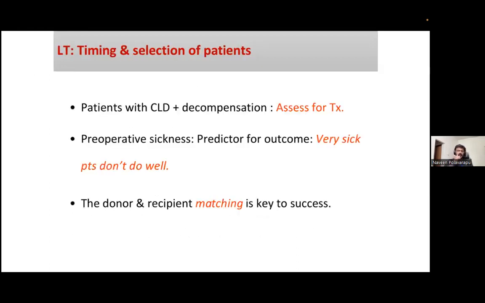Okay, so as I mentioned, timing of the transplant is very important. So patients with CLD and decompensation, you should start assessing for liver transplant. The very sick patients, as I mentioned earlier, if they miss the boat, they are very sick patients. They don't do well post-transplant. And if they do survive, they would need a lot of time in the ICU setting, which adds to the morbidity for these patients. So it's important that we catch these patients at a very early stage in their window period rather than delaying and missing the window period.